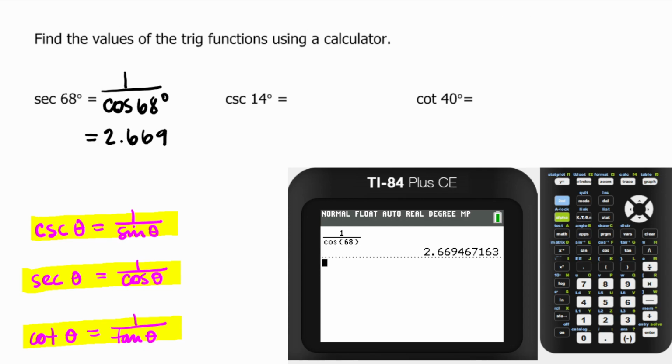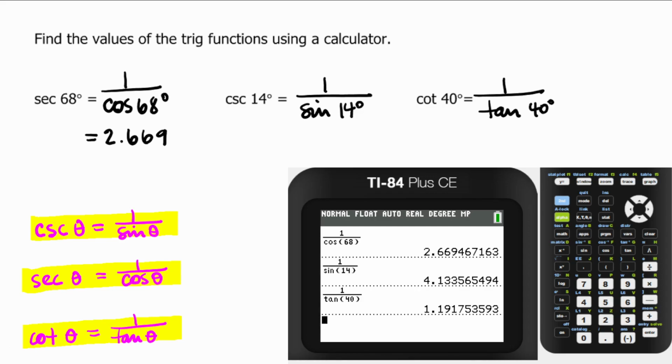Okay. We can do the same with cosecant and cotangent. Write them in terms of their reciprocal identity. Ask the calculator to do exactly that. I would suggest using the fraction bar. And obtain yourself some answers. So we can see that cosecant of 14 degrees is going to be 4.134. And then cotangent of 40 degrees is going to be 1.192. Okay, so that's how we're going to evaluate secant, cosecant, and cotangent on the calculator.